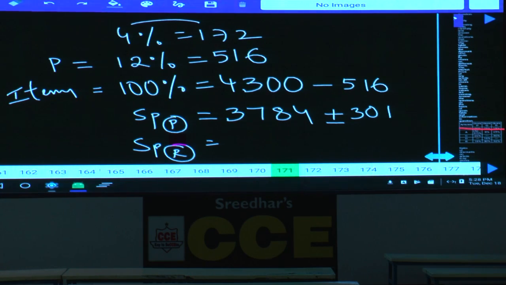Just verify the last digit. If it is plus, your answer should end with 85. Do you have any option ending with 85? So it is not plus, it is minus. Last 2 digits, 84 minus 01, 83. Do you have an option ending with 83? That's the final answer.